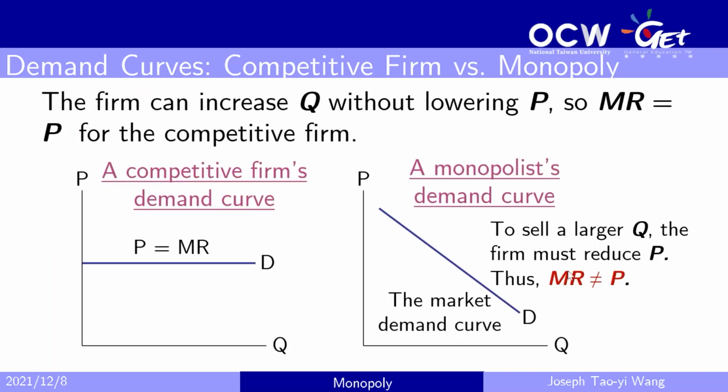So if you're a competitive firm with a horizontal demand curve as an individual firm, marginal revenue equals price. But for a monopolist facing the entire market with a downward sloping demand curve, marginal revenue is no longer the price. Because when you want to sell more quantity, you have to lower the price, which means there is a trade-off here. When you sell one more unit, you get the price of that unit, but you have to lower the price for all other existing units.